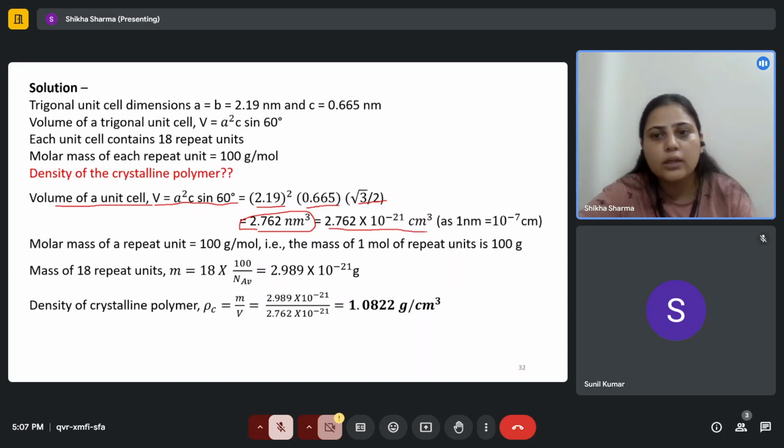But we are converting it into the centimeter system. When we convert to centimeter, we can multiply. 1 nanometer is nothing but 10 to the power minus 7 centimeter.